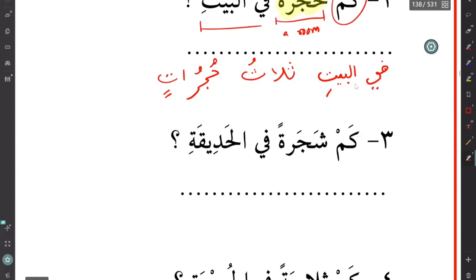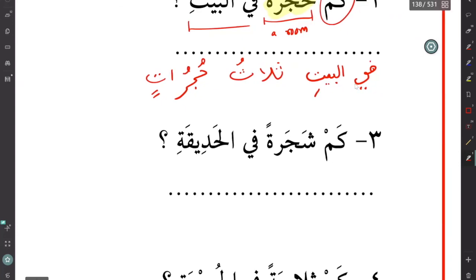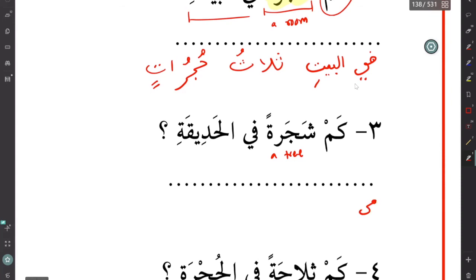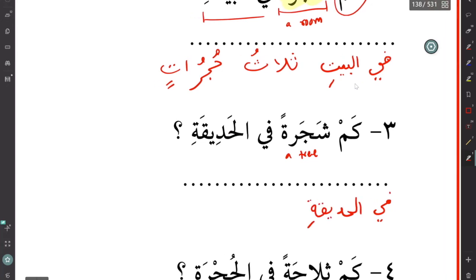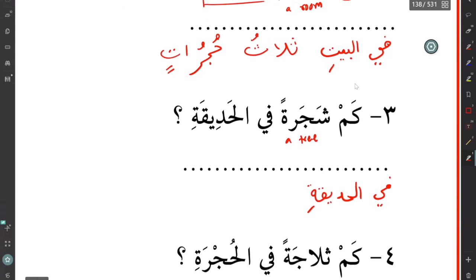Now, the next one we have kam shajaratan fil hadiqati. How many? Shajar is what? Tree, a tree. So we say how many trees. In English we translate as a plural. How many trees are in the garden? Okay, so you start saying fil hadiqati, fil hadiqati. Let's say now we want to say five trees.